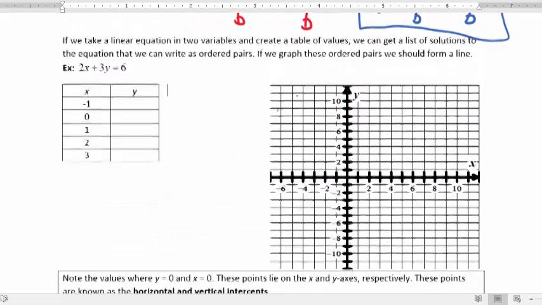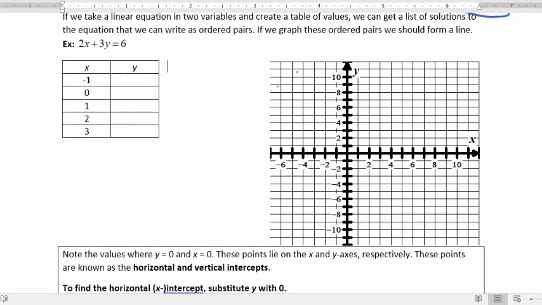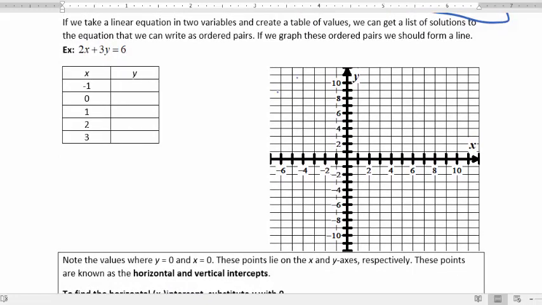Generally speaking, if we take a linear equation in two variables and create a table of values for it, we can get a list of solutions to the equation that you can then write as ordered pairs. And if you graph those ordered pairs, they should form a straight line. Same thing with this, 2x plus 3y equals 6. This is not in a good form for us to finish this table with, right? So we probably want to do the same thing we did with the one above. We probably want to solve it for y.